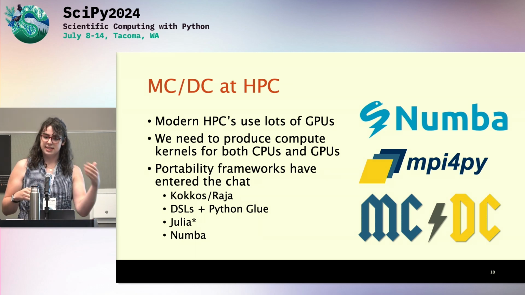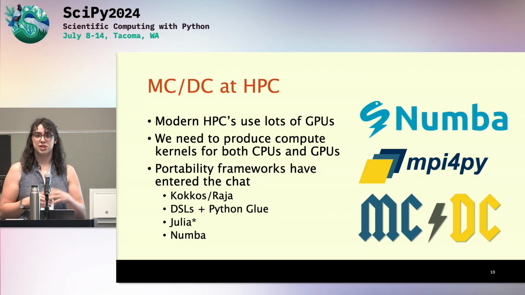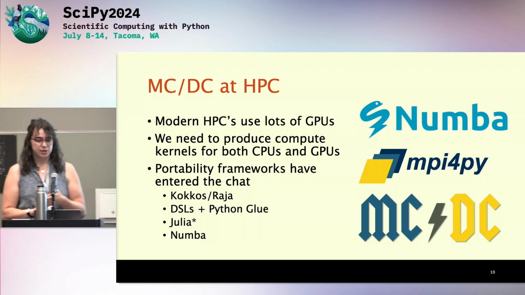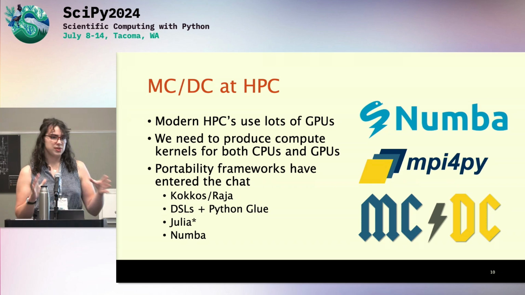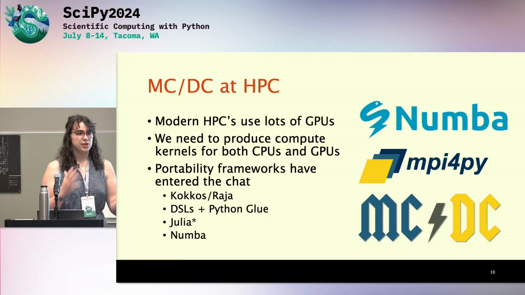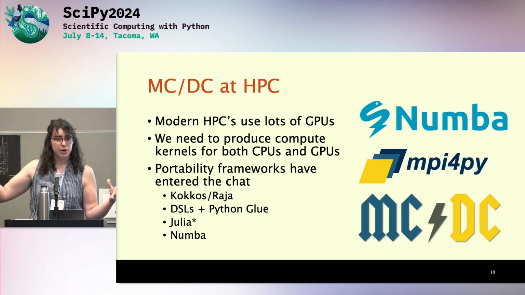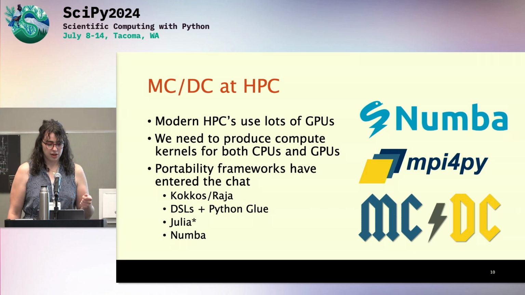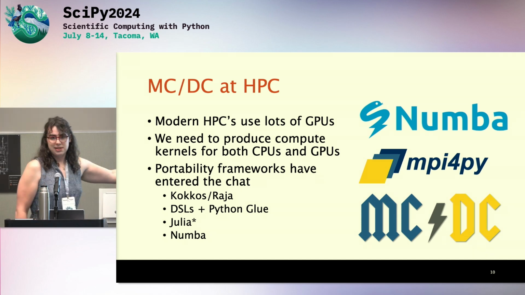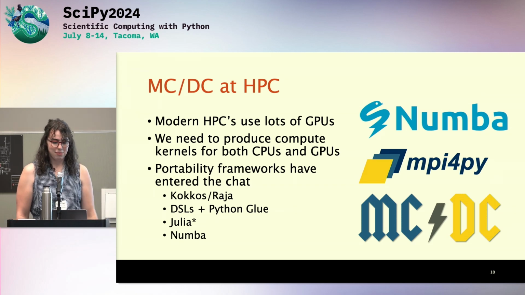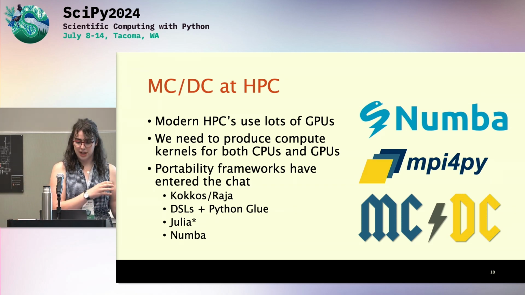This leads us to performance portability frameworks. Some of the big name brands are Kokkos and RAJA. There are other ones that have been experimented with through various codes over the years. A domain-specific language paired with Python as glue has been pretty successful in a few CFD applications. Julia is the one everyone's talking about, and very hot on the scene right now. But we focused first on Numba.